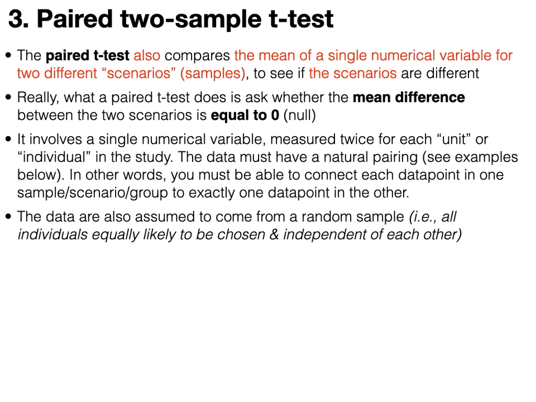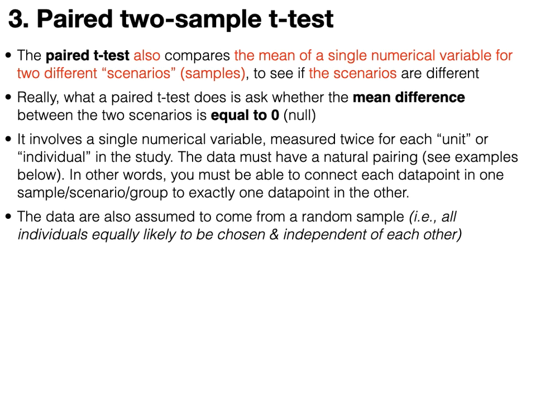Okay, one more type of test for the lecture today. The last type of t-test we're going to cover is another 2-sample t-test, but it's a paired version. So the paired t-test is also for comparing the mean of a single numerical variable for 2 different scenarios or 2 different samples to see if the scenarios are different. But instead of having two totally independent groups in a paired t-test, what we often have is like two measurements of the same individual, right?